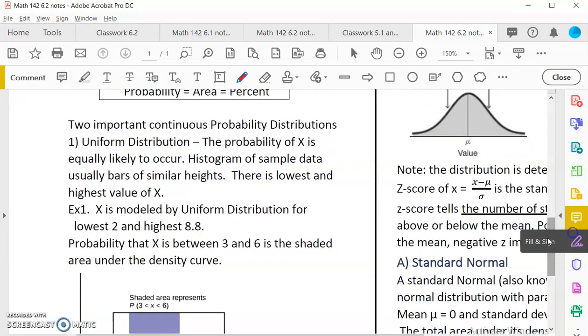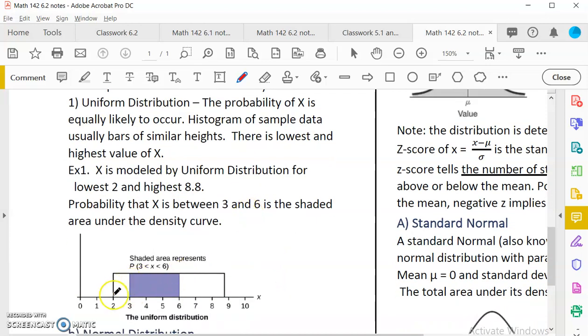The density function is just a horizontal line that covers from the lowest to the highest value of x. In this case, it's from 2 to 8.8. This is the density function, and the area under the density function represents probability.